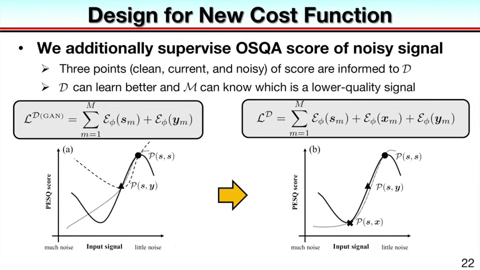To solve the problem of the previous slide, we design a new cost function. Specifically, we additionally supervise the OSQA score of the noisy signal. The new cost function for OSQA score approximation is expressed by the following right equation. As shown in the right figure, the proposed method approximates the OSQA function with high accuracy. Therefore, D can learn better and M can know which is a lower quality signal. From the next slide, I explain the pre-training.